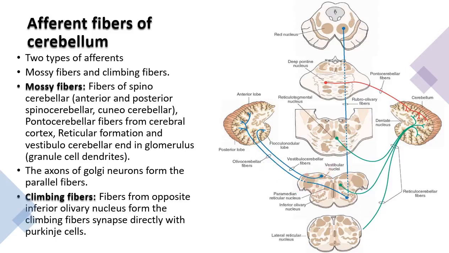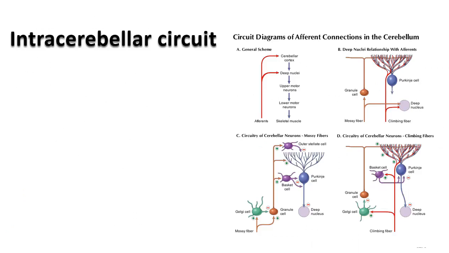Okay. So next, coming to the intracerebellar circuit. How does the intracerebellar circuit take place? A very simple explanation: the climbing fibers and mossy fibers, the afferents you are able to see here, are actually excitatory to the deep nuclei. Mainly all the fibers make connections with the granule cells. You are able to see the mossy fiber maintaining connection with the granule cells.